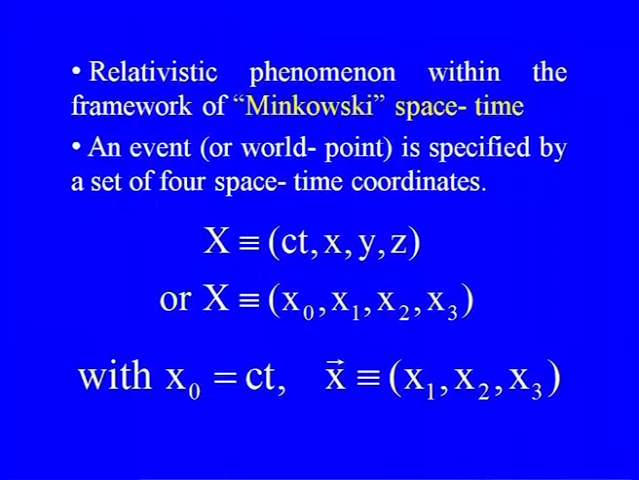So, if we define a quantity, an event, let us say, or the world point, by 4 space time coordinates, since the velocity of light is c, which is constant in all frames, what we have here is that we take capital X as Ct and then x, y, z. So, why have we taken Ct? So that we preserve the same dimension as the space coordinates.